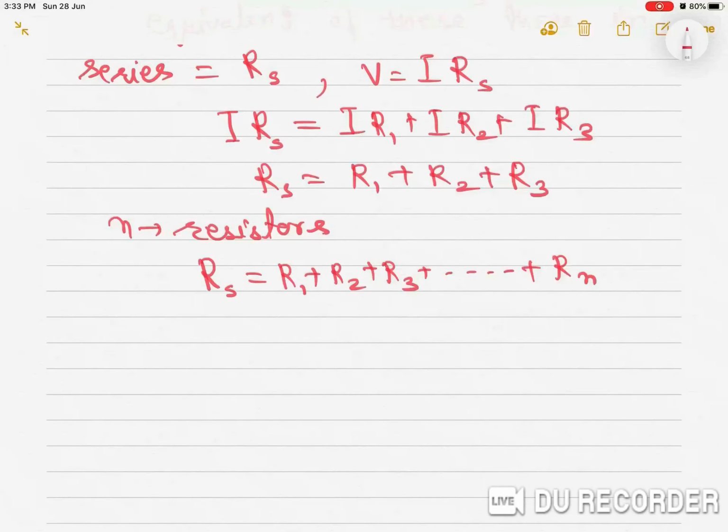Why does resistance increase? We know the fundamental formula of resistance, R is equal to rho L by A. So, if length is increased, then resistance will increase. In connecting in series, length will increase, so resistance will also increase.